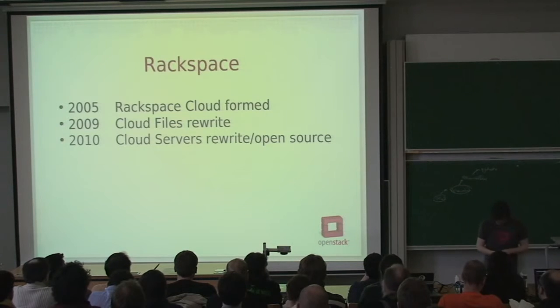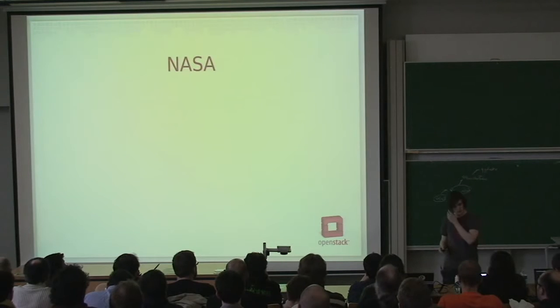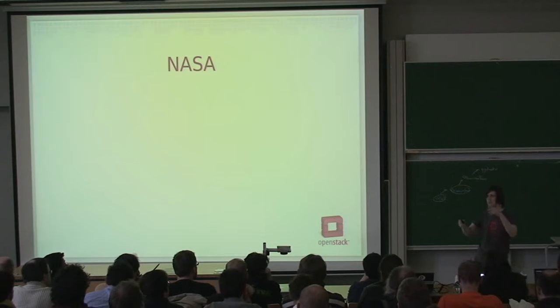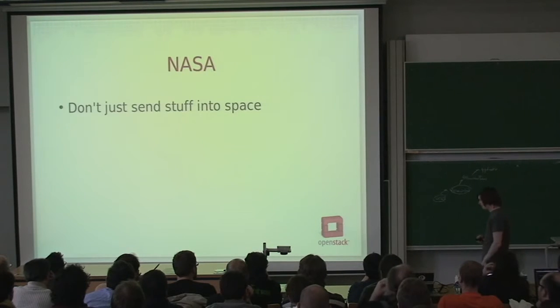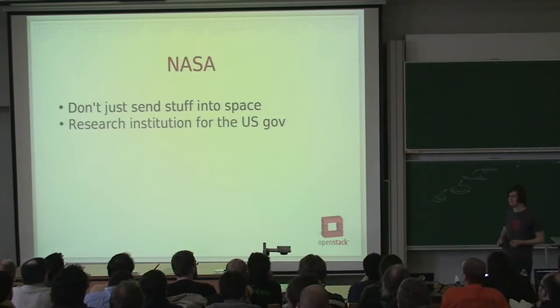Okay. So the other distinct timeline is that of NASA. We all know NASA as the people who send stuff into space, and they deal with outer space and the moon and stuff like that. Other than that, that's not all they do. They also function as a much more general purpose sort of research institution for the American government.